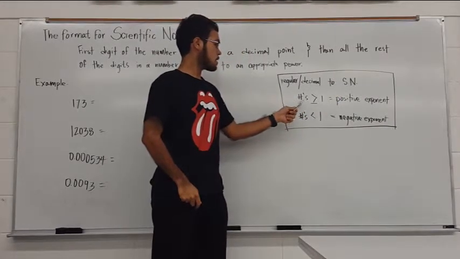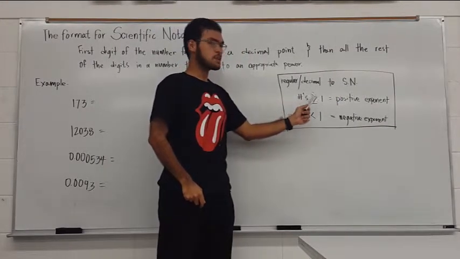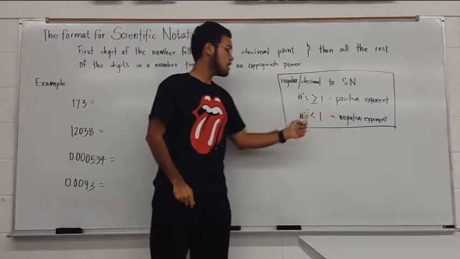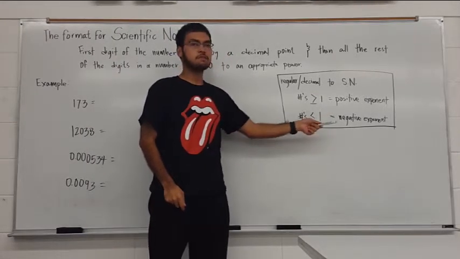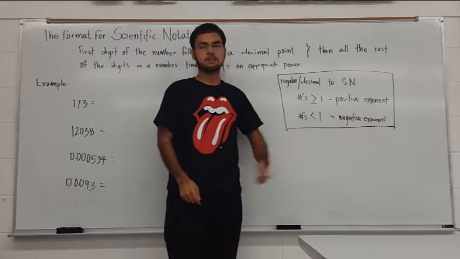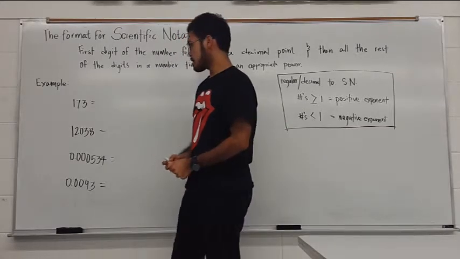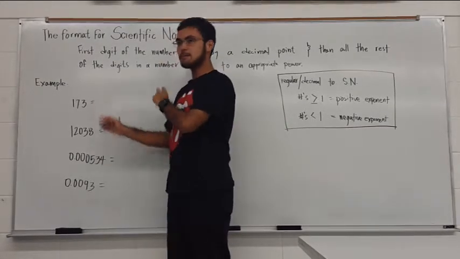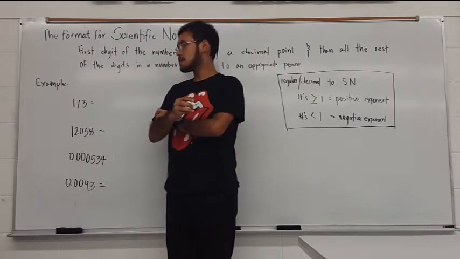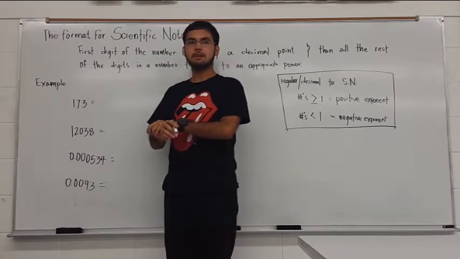If the number is greater than or equal to 1, then it's going to have a positive exponent. If the number is less than 1, then it's going to have a negative exponent. Let me explain over here. This 173, I would say that's greater than 1, so it's going to have a positive exponent.